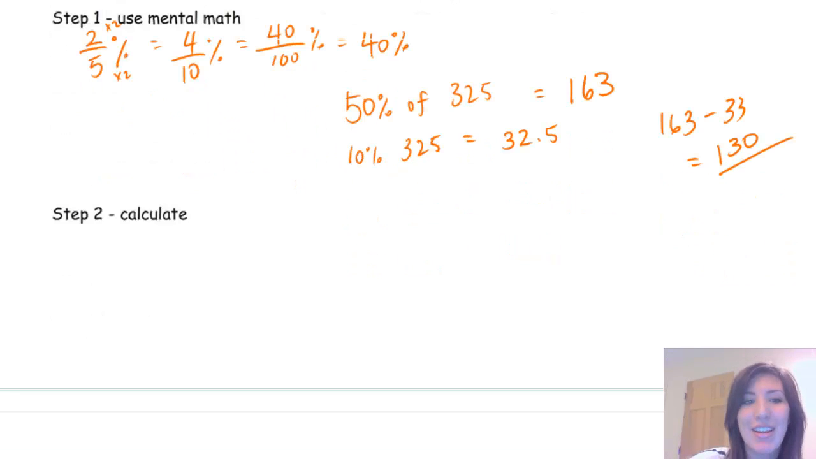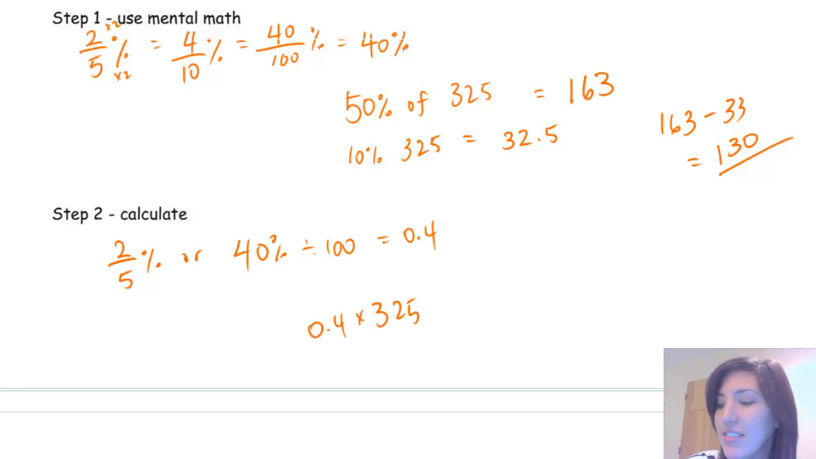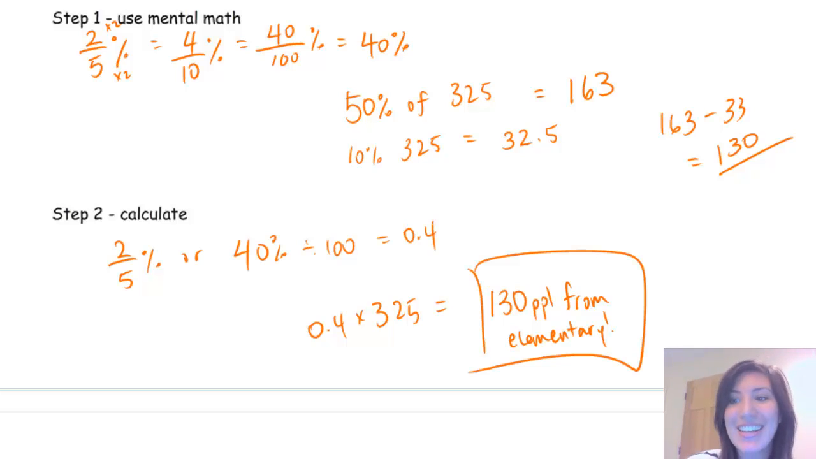Let's calculate it. If we plug this into a calculator and we say 2/5%, or we could say 40%, this would be divided by 100 to get our decimal, 0.4. So 0.4 times 325 gives us 130 people from elementary school. That was a great estimation.